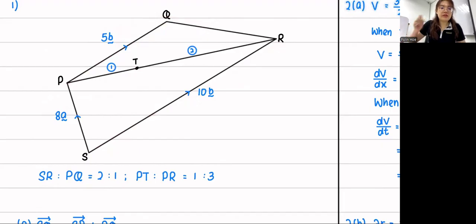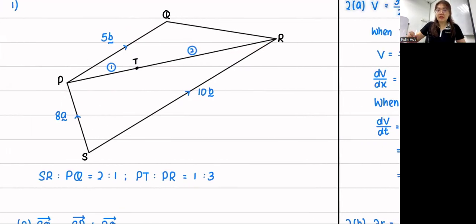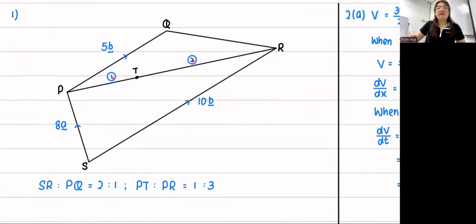The fourth information that we are given is PT to PR is 1 to 3. PT ratio is 1. PR, the whole line, the ratio is 3. Sorry. Okay, this is 1. I will have a ratio 2 here. Now, you see, when I write ratio, I circle it up because I do not want to confuse myself. For ratio, I circle it up. For vectors, I don't. I circle it so that when I do calculation, no mistakes will be made.